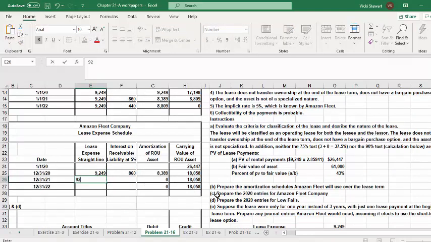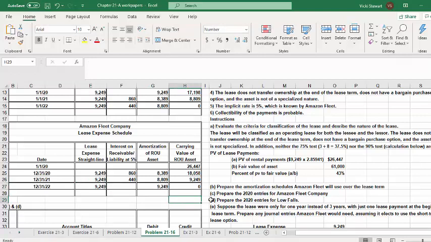We will do the same thing the next year. We will record lease expense of $9,249. $440 of that will go to the lease liability, and the remaining amount, $8,809, would go to the amortization of the right of use asset. And then the last year, the last payment, $9,249, will all go to the amortization of the right of use asset.